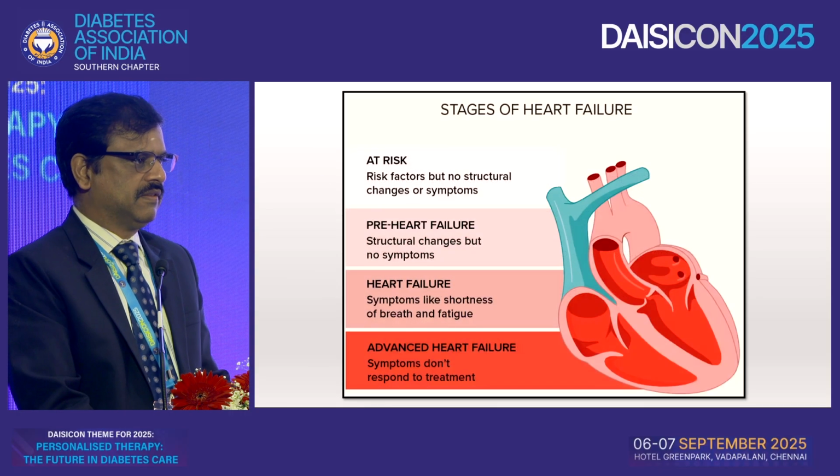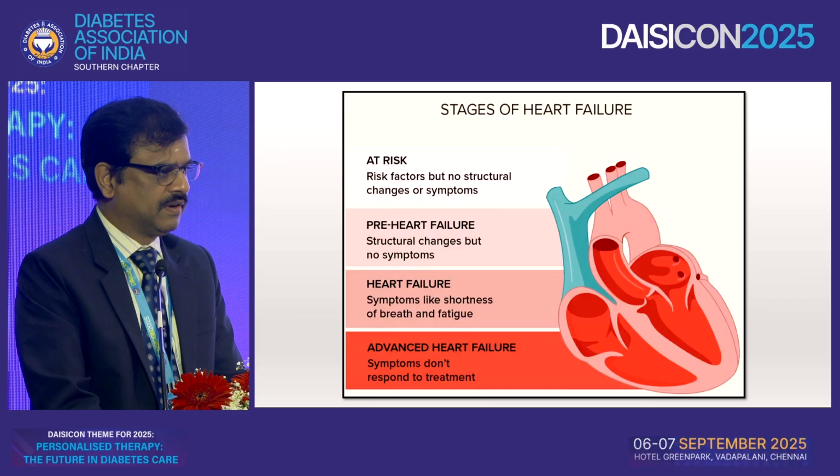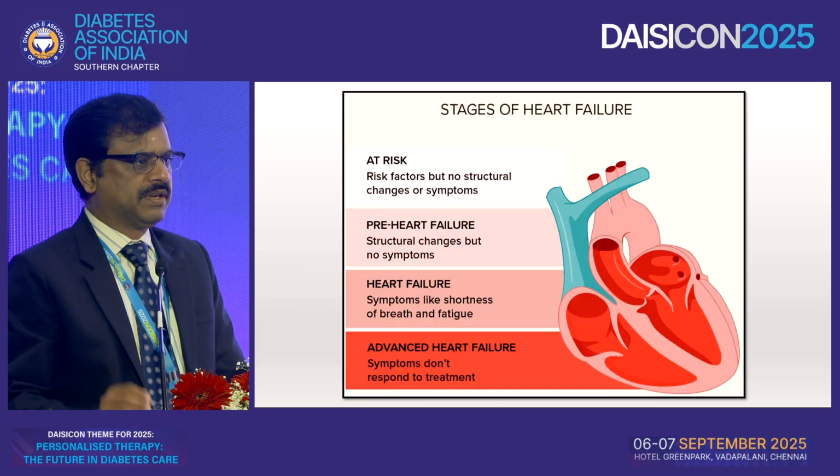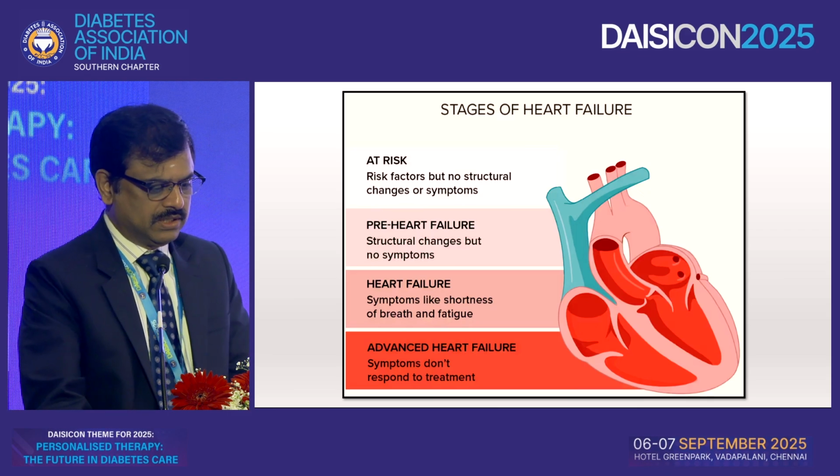So these are the stages of heart failure. At risk: patients who have diabetes are at risk of heart failure. Patients who have hypertension are at risk of heart failure. The presence of a risk factor alone is called stage 1 heart failure. And stage 2 is pre-heart failure.